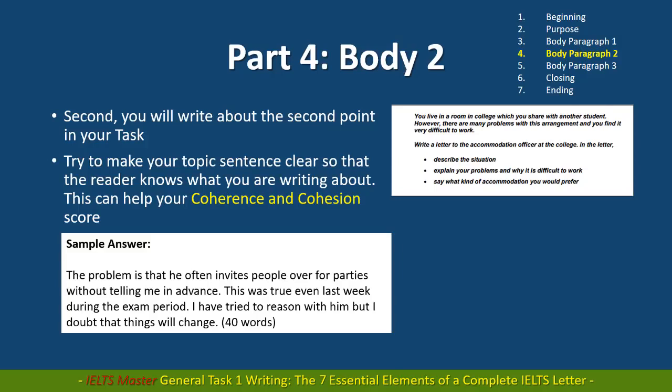Okay, so this is the problem. This is why it's difficult for me to work, because he has people over for parties. I just created this. It's not important what the problem is. You just need to explain some kind of problem. So use your imagination. Try to imagine something. All right? And in the very first sentence, I say, the problem is. So the topic sentence is very, very clear here. And this one is 40 words, which is quite close to the last one.